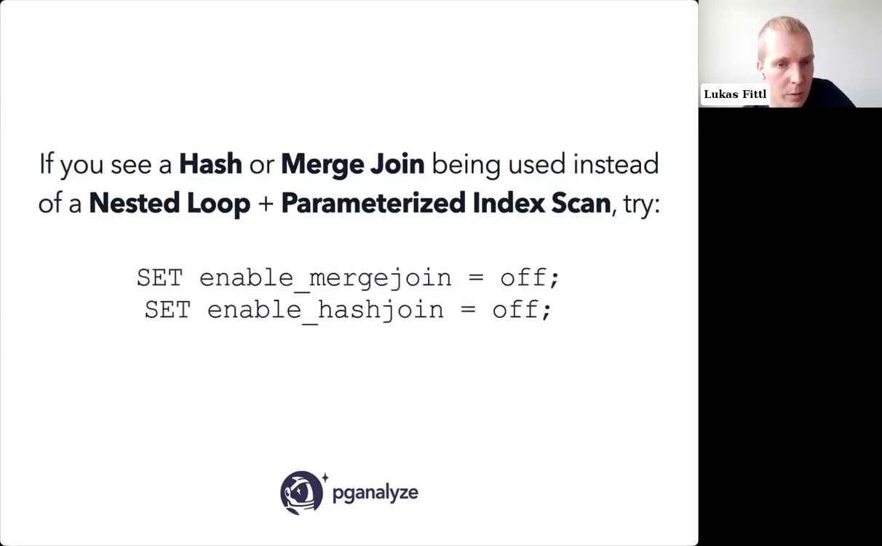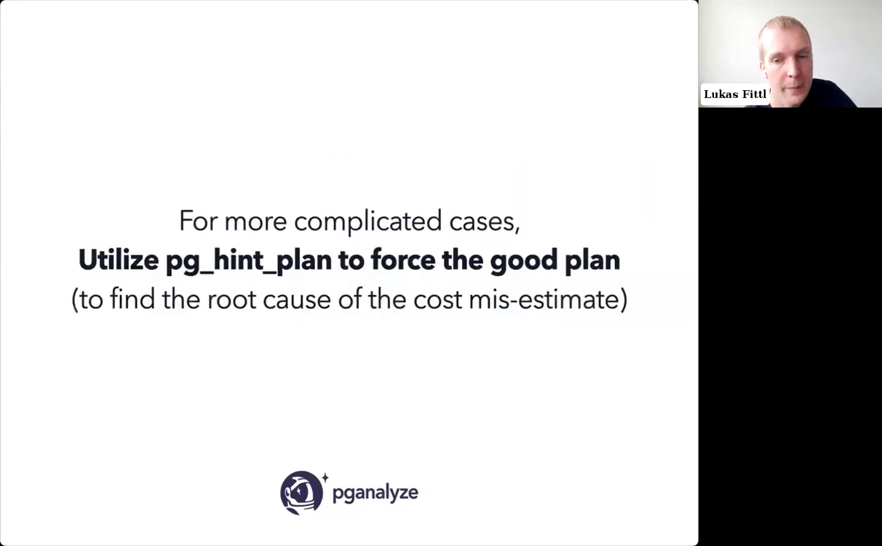So another thing we can do, for example, if we see a hash or merge join is being used and we want to have the nested loop plus parameterized index scan, which is actually the example we saw earlier in the compare, we can do a set enable_mergejoin and set enable_hashjoin off. That essentially forces a nested loop as the preferred join method. Now that said, this is kind of where the core Postgres debugging ends essentially.